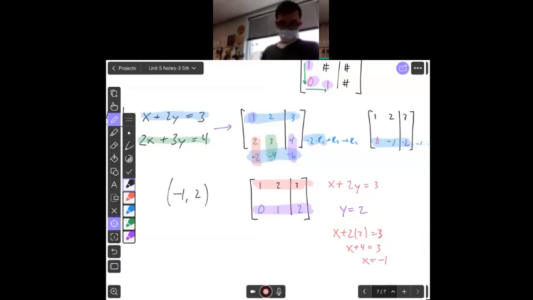You could check real quick to see if that works. -1 plus 2 times 2, -1 plus 4 is 3, that checks. 2 times -1 is -2, plus 6, -2 plus 6 is 4, that checks. Checked in both.